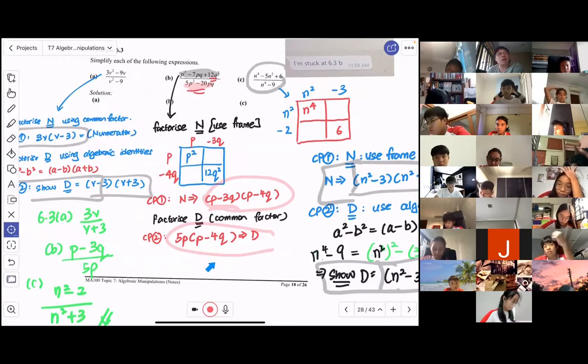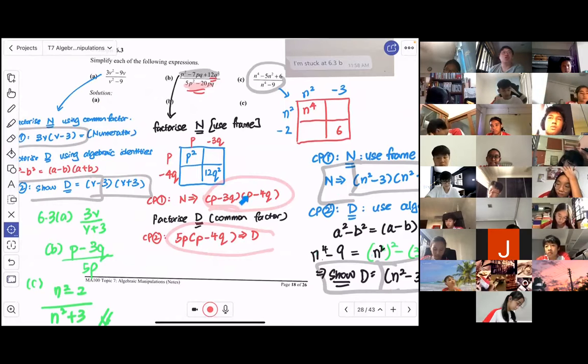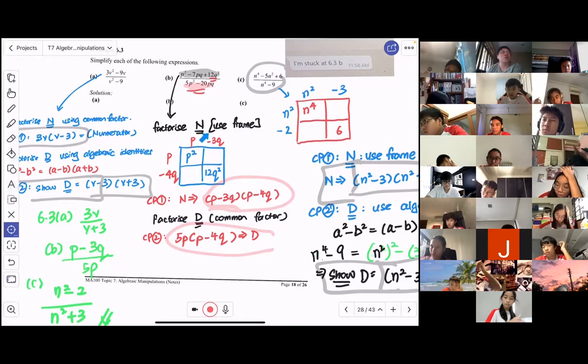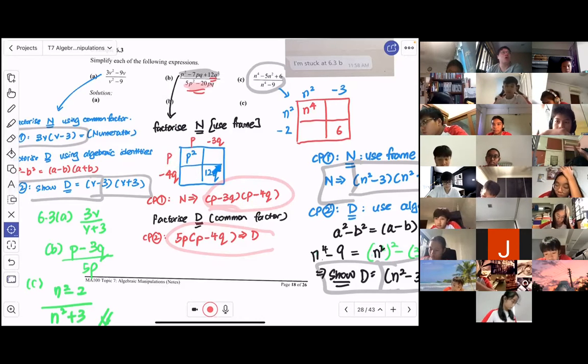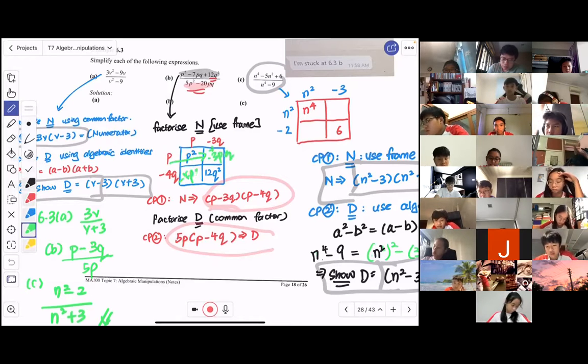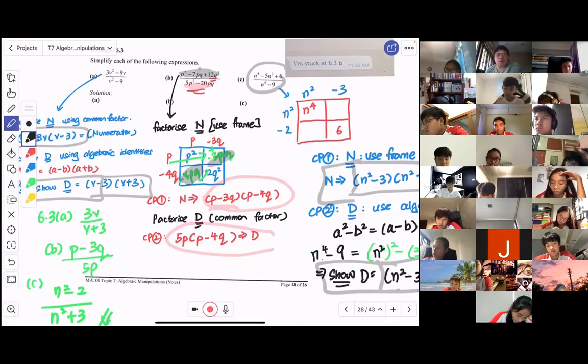My numerator looks different, but my denominator is the same. Okay, so if your numerator is different, you could have made a careless mistake while factorizing using the frame. So make sure that you factorize p square, p and p, 12q square minus 4q minus 12q, right? Then this portion will give you minus 3pq. This portion will give you minus 4pq. So these two add up to your minus 7pq. Okay?